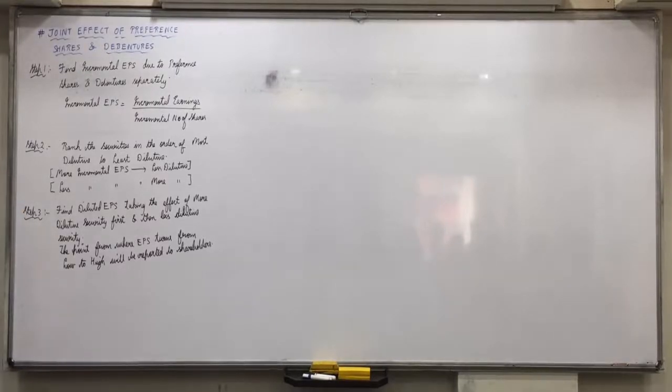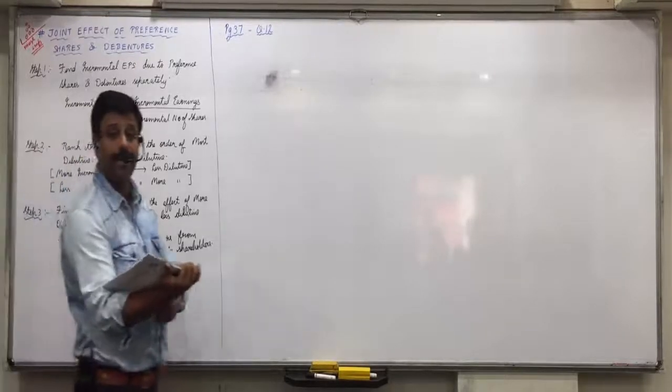Majority times they have been asking this kind of question only, where they give you debentures also and preference also. And did everyone understand the logic behind doing these steps? Because both the securities will not be converted into equity shares at the same point of time. Okay. Completed everyone? So look at question number 12. If everyone has written it, be attentive now.